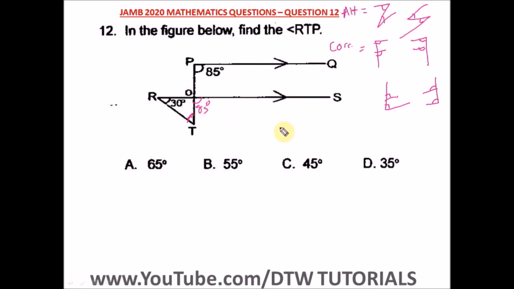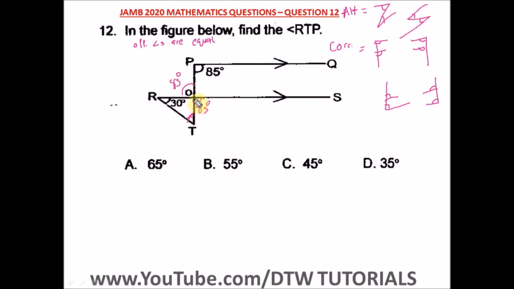And remember, opposite angles are equal. So if here is 85, therefore here is 85 degrees. You agree with me? So we have found the angles here, and we have found the angles here. So we can find the angles here and the angles here.